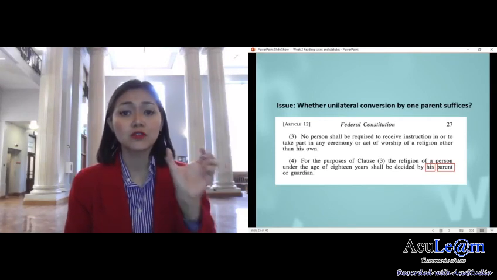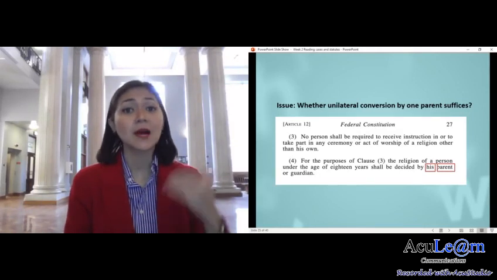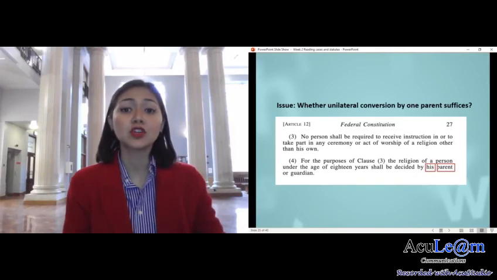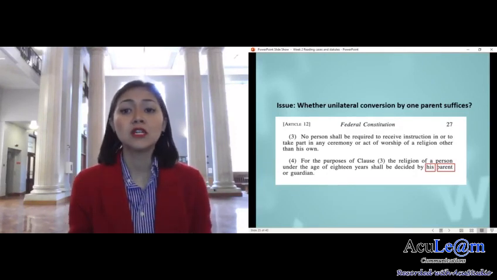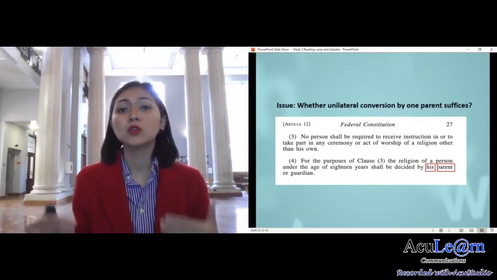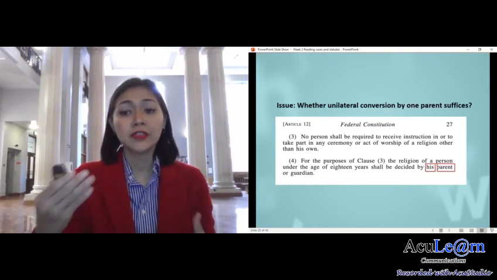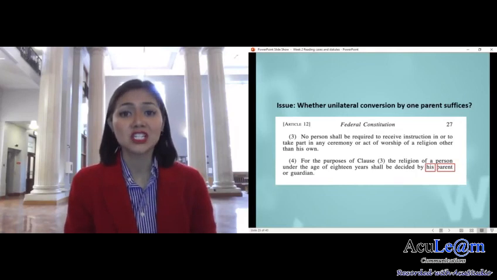So if you look at the Federal Constitution, Article 12, sub 4, mentioned that the religion of a person under the age of 18 years shall be decided by his parent. If you literally interpret the term his parent, are you referring only to a male child? Are you only referring to one parent? So these words need the interpretation by the judges.